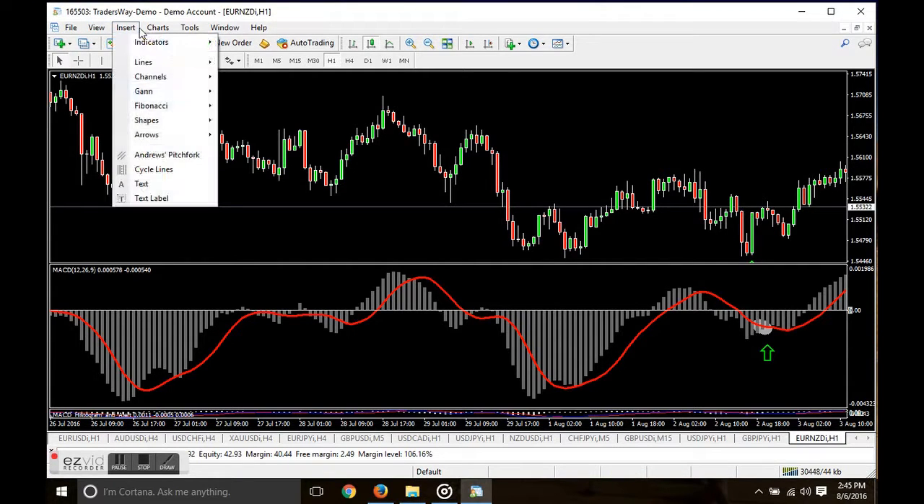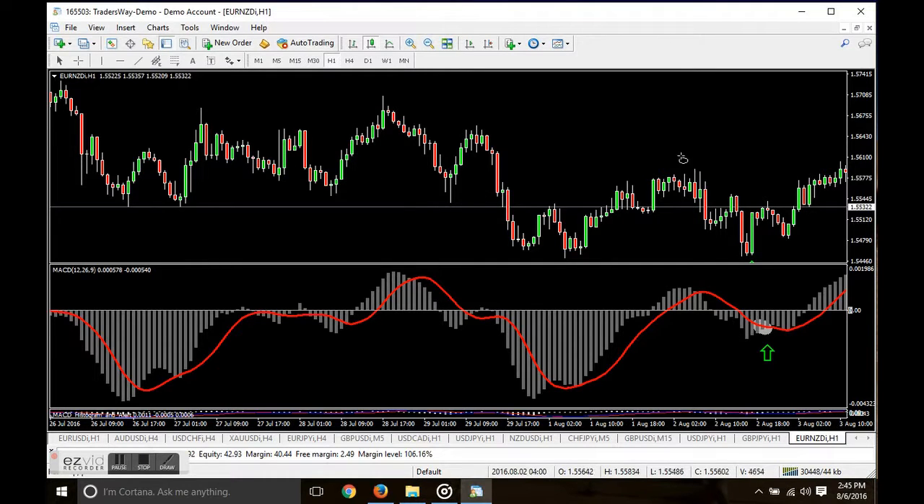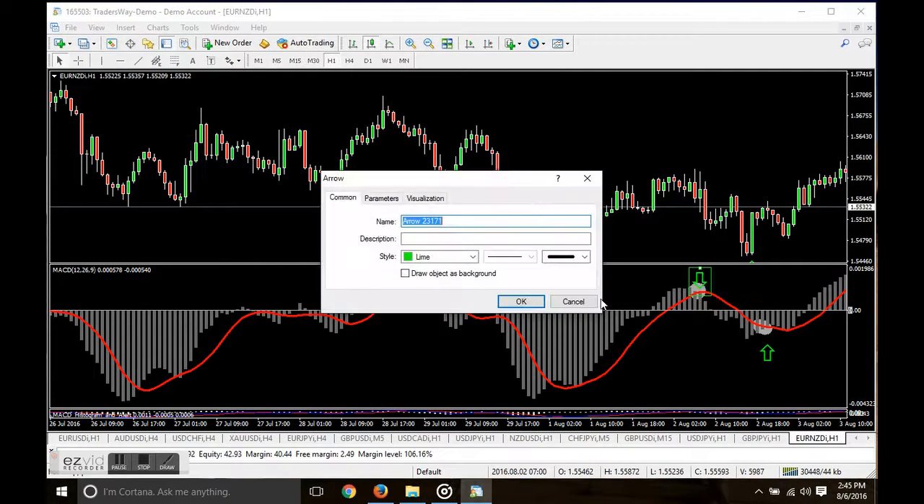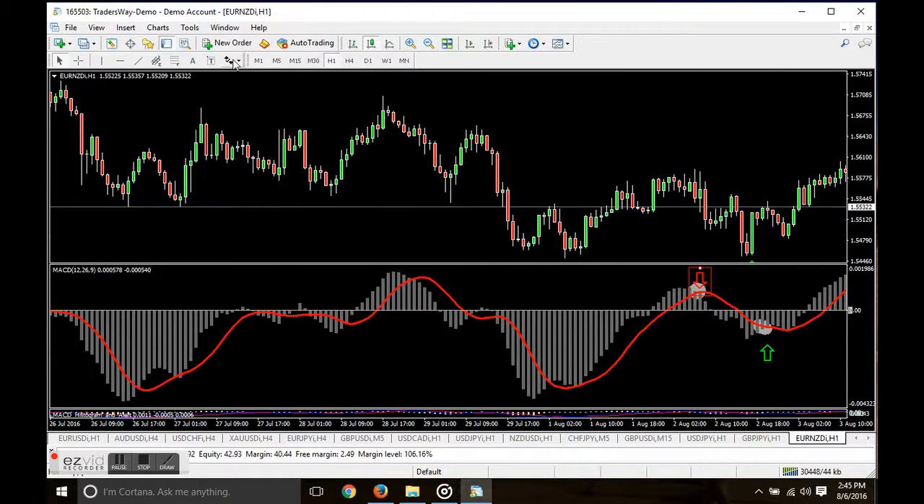Now what I'm going to do is I'm going to mark a couple more areas of where I would trade. I would take certain trades at. I'm going to mark this area here. Histogram crosses through MACD signal line. Put a red arrow there to show the significance of that move.